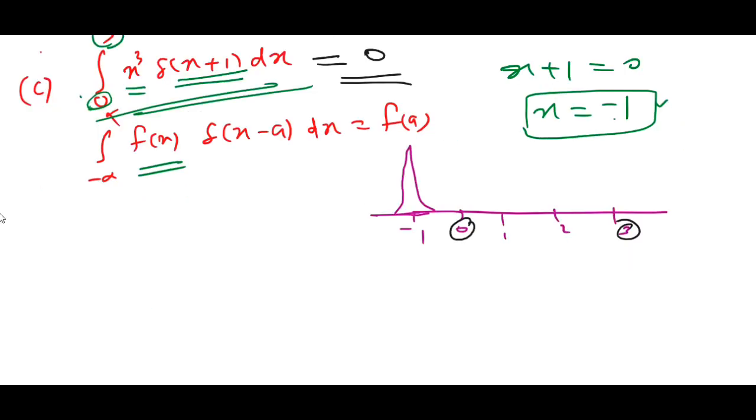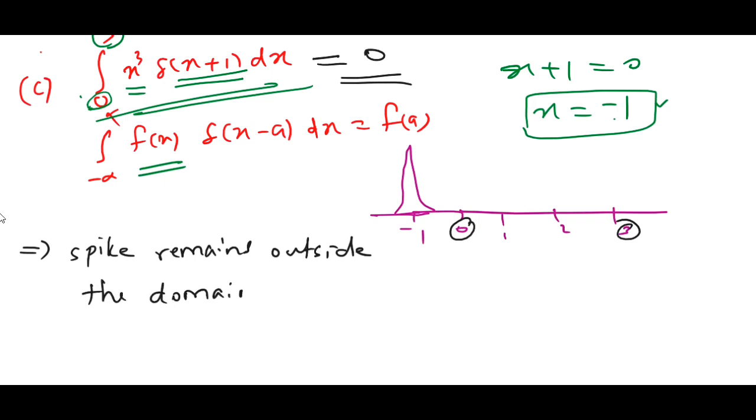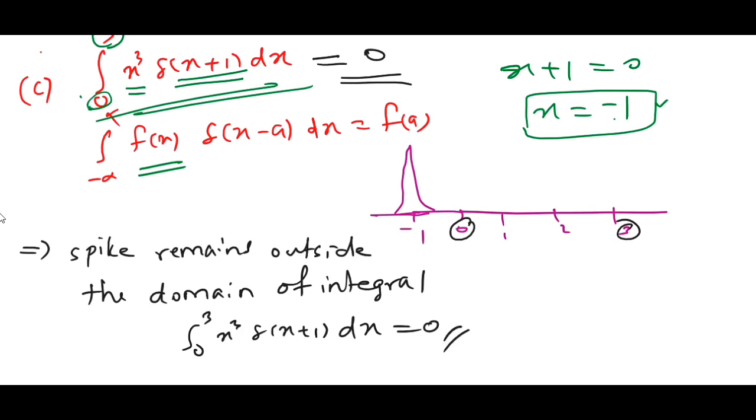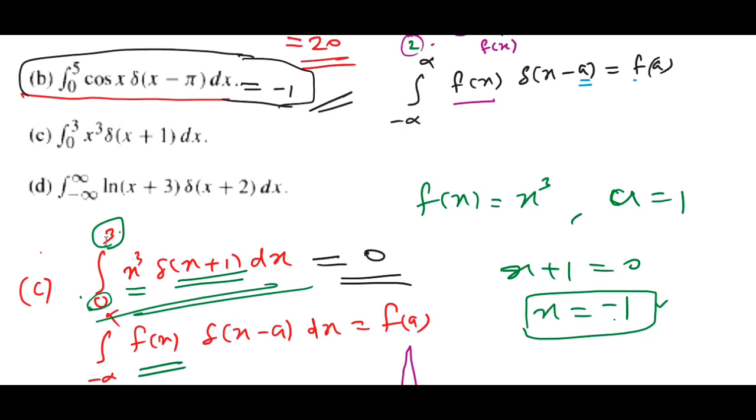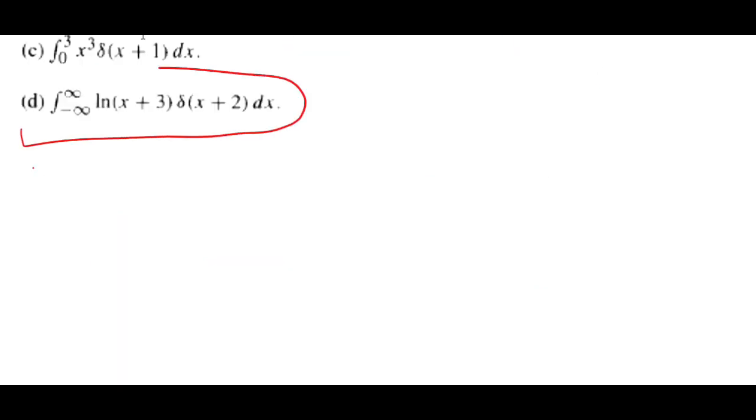Now you can write like this: spike remains outside the domain of integral. Therefore, its answer is 0. Integration 0 to 3 x cube delta x plus 1 dx is equal to 0. Now let us move to the next question. That is question D.